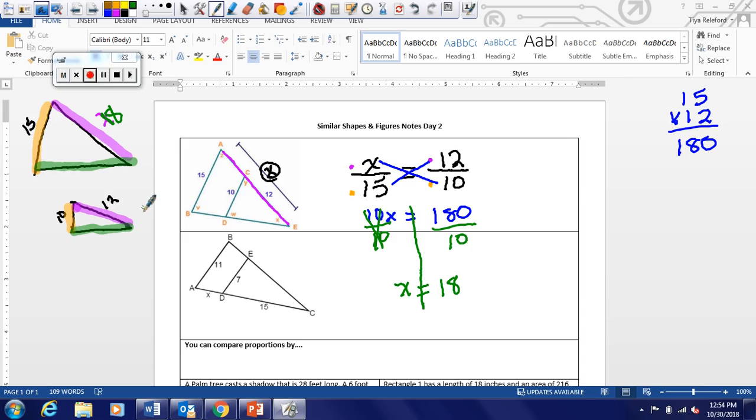Here's how you check to make sure it makes sense. Is 18 bigger than 12? Good. And 12 is bigger than 10. Is 18 bigger than 15? Yes. So chances are you're probably right.